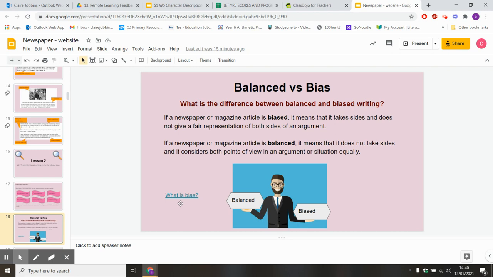So if you have a balanced argument, it means you're giving both sides of view, you're giving both points and you're giving them both enough attention and enough detail. Whereas if you're biased, you're focusing on one particular thing and you're thinking of it as the only fact. There is nothing else to support other ideas of that argument. That idea is the only one and that is it.